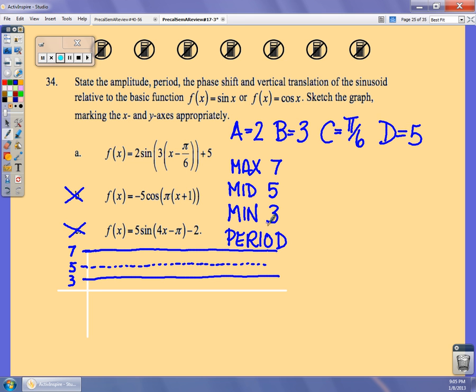And from our B value, we can calculate the period. Remember, period is 2 pi over B. So in this case, our period is 2 pi over 3. Now, if our period is 2 pi over 3, then let's draw that on our graph.